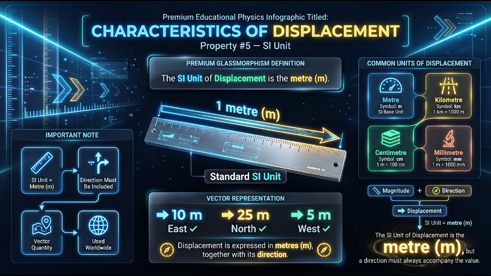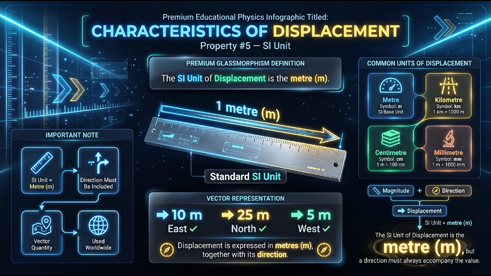For example, if a student walks from one classroom to another and ends up 10 meters east of the starting point, the displacement is written as 10 meters east. Here, the unit is meters, while the direction east is included because displacement is a vector quantity. However, not every displacement is measured in meters alone.